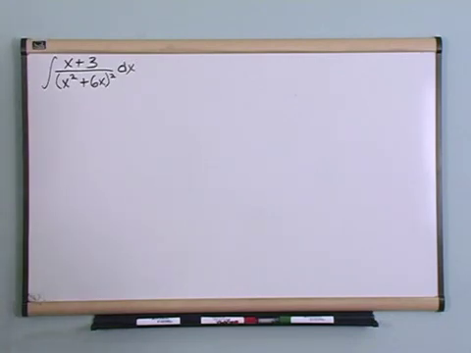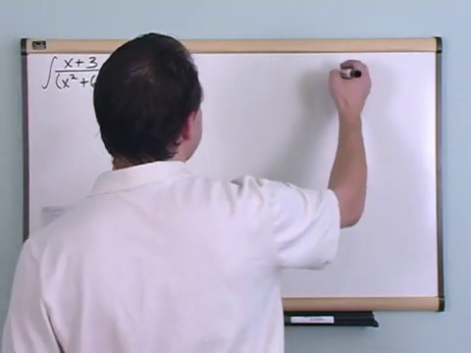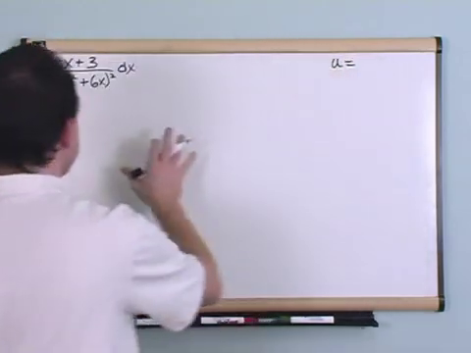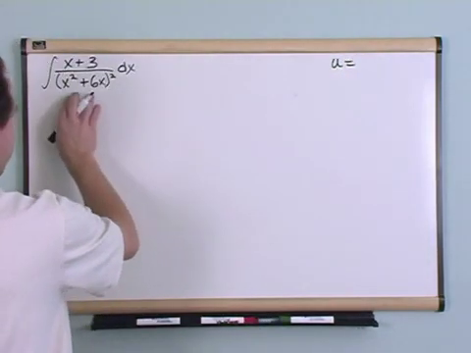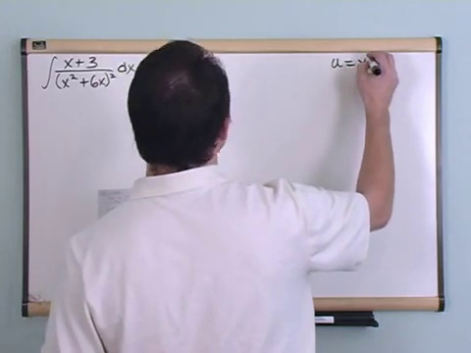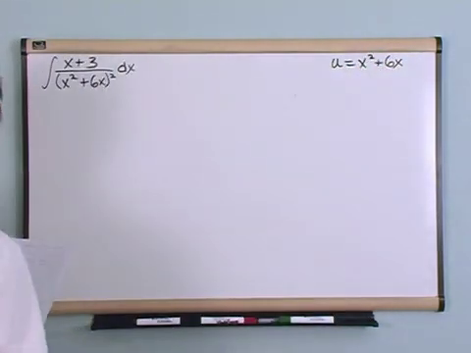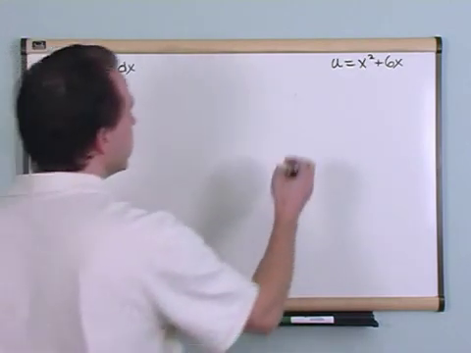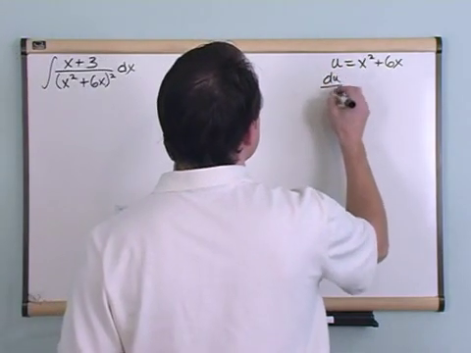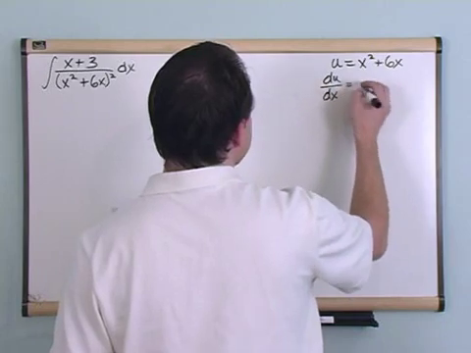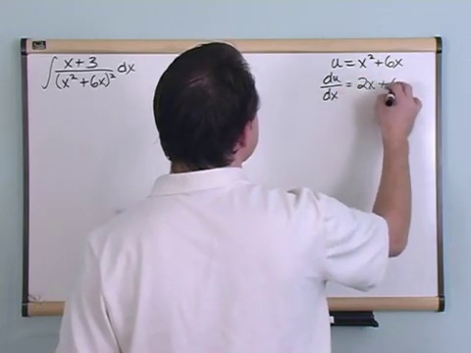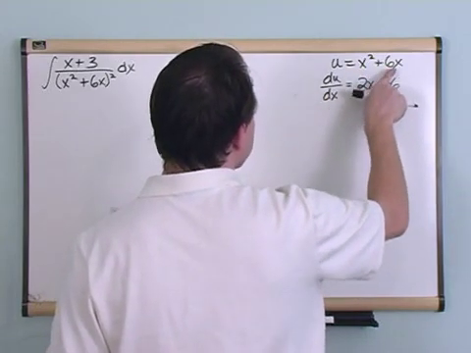So here's my integral, and I'm going to put my u over here. Again, this is from experience. I'm going to pick x squared plus 6x, and I'm going to show you why I picked that in a second. Of course, I've already worked these problems out. du/dx, the derivative of u with respect to x, is 2x plus 6. 2x here, and then plus 6 here.